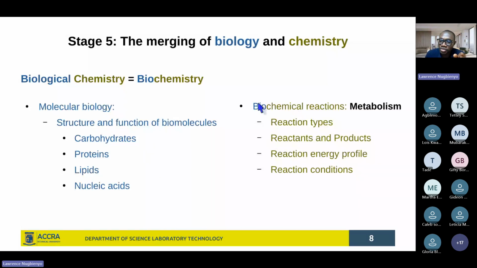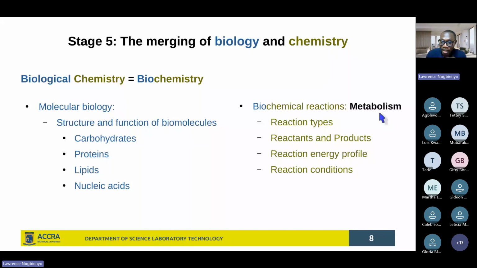So you have biochemistry. And these biochemical reactions come together to give you what you refer to as metabolism. What's metabolism? It's a collection of reactions that are required for the sustenance of life of a living system. Because metabolism is what? It's either breakdown of the molecules or the synthesis or the build-up of the molecules.